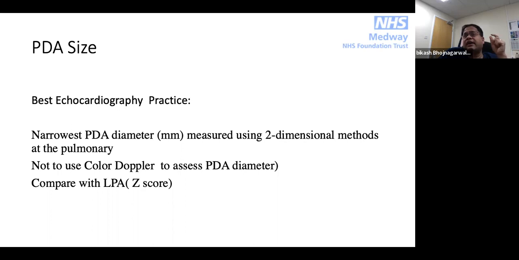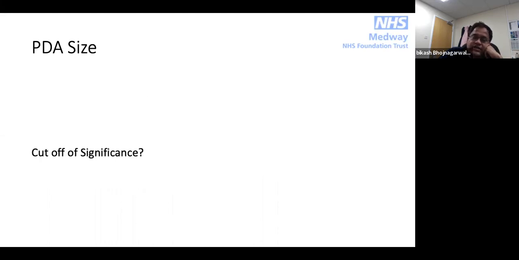Though the ductal size would vary in different babies with gestational age and birth weight, we don't have Z scores for that, but we have Z scores for the LPA. If your Z scores are acceptable, what you should do is Z score your LPA and compare the size of the duct with your LPA. That gives a decent idea of where your duct is.